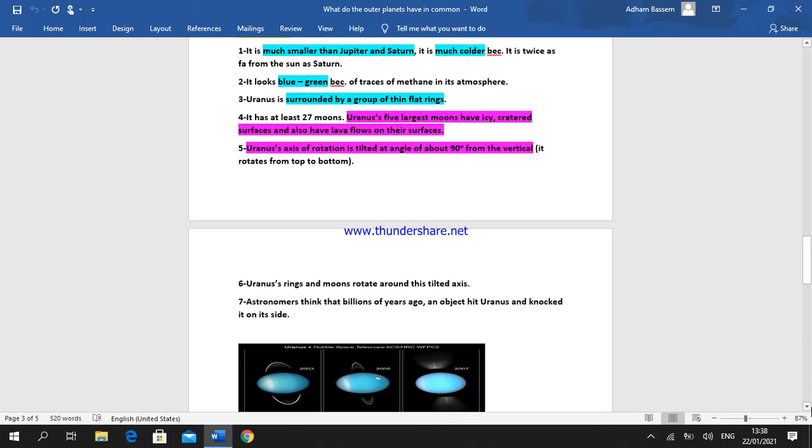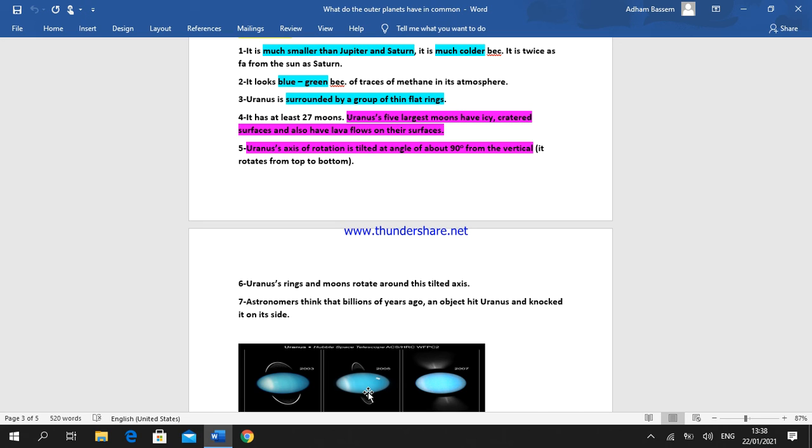When we look at the figure in front of you, the photo of Uranus, we notice that it looks blue-green. Why this color? It looks blue-green due to traces of methane gas in its atmosphere, which cause this color. Uranus is surrounded by a group of thin flat rings, and it has 27 moons.